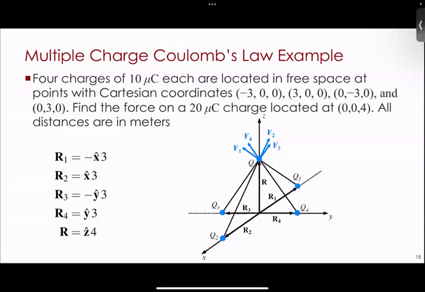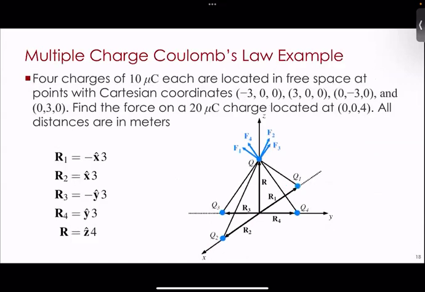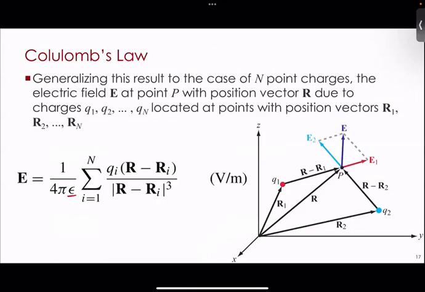Okay, let's go back and look at our equation. First of all, we ask for the force, but as I said, F equals Q times E. Q, in this case, is the charge that we want to find the force on, so it's 20 microcoulombs, okay? These Qs are the Qs that are generating the electric field. So this is one place where some mistakes are made, okay?